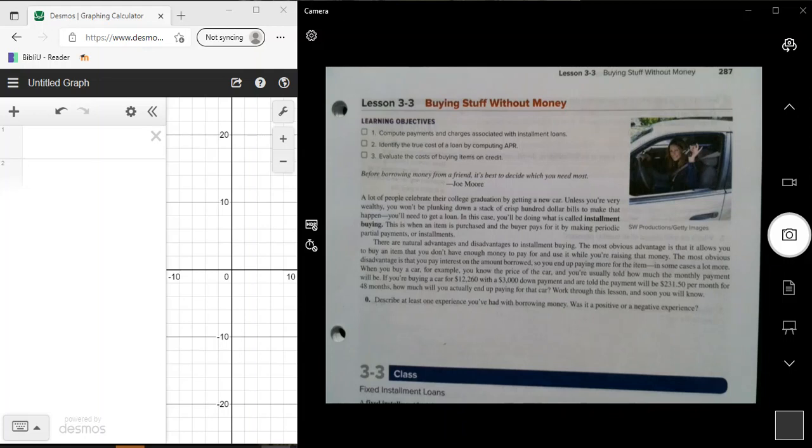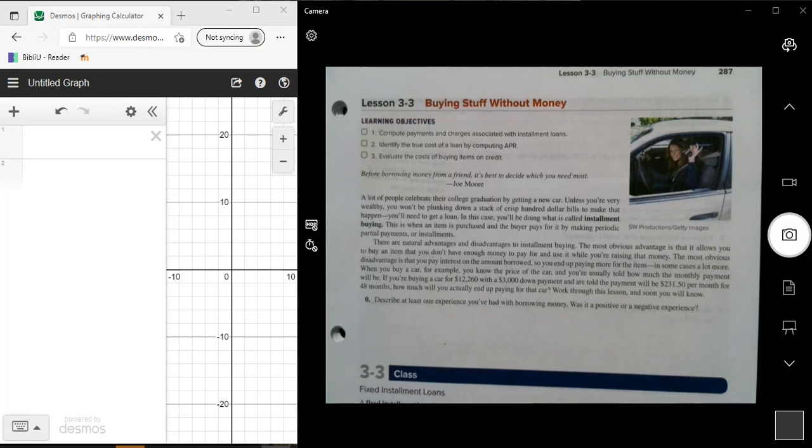There are natural advantages and disadvantages to installment buying. The most obvious advantage is that it allows you to buy an item that you don't have enough money to pay for and use it while you're raising that money. The most obvious disadvantage is that you pay interest on the amount borrowed, so you end up paying more for the item, in some cases, a lot more.